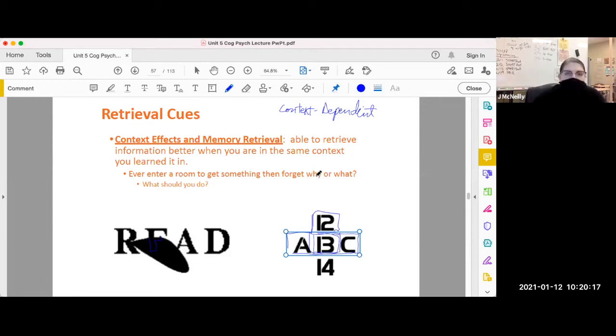Another association cue that we have is called the TOT phenomenon. Phenomenon is such a fun word to spell. Is that an M? No, it's an N. The TOT phenomenon is the tip of the tongue phenomenon.